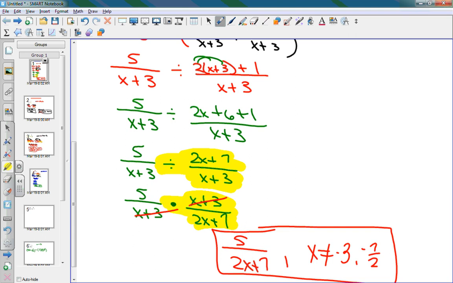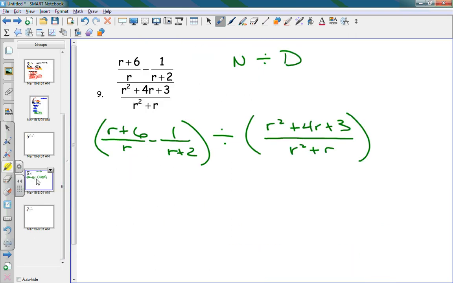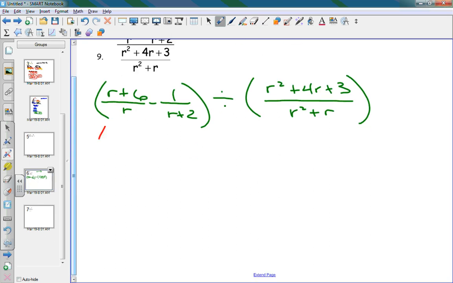Why was I able to flip it there? It was one fraction. I don't care about the same denominator. I care that I'm dividing by one fraction. So if we go back to the problem that we're doing now, am I dividing by one fraction or 2 fractions? I'm dividing by one fraction. So what can I turn that into? I can turn that into multiplication, can't I? So this junk over here of r plus 6 over r minus 1 over r plus 2 hangs. The division turns to multiplication.